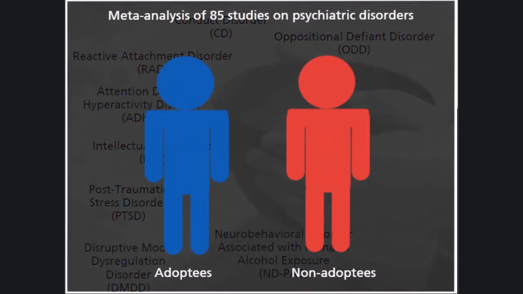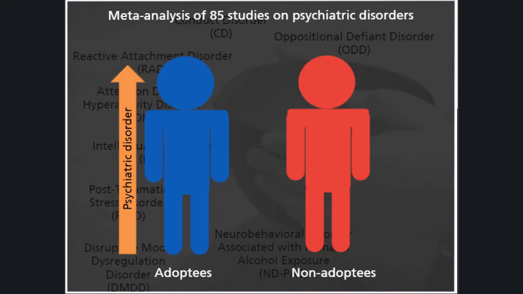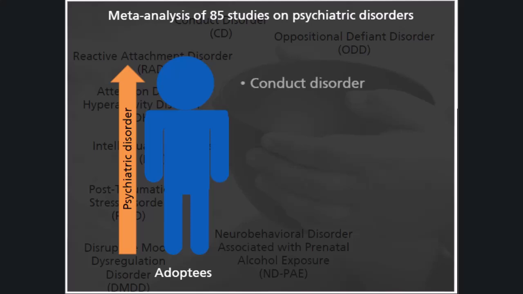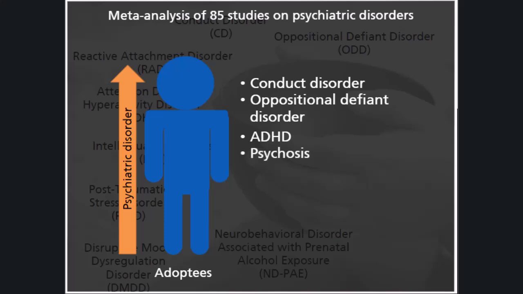A meta-analysis of 85 studies on psychiatric disorders in adoptees and non-adoptees found that the risk of being diagnosed with a psychiatric disorder is significantly higher for adoptees. This elevated risk is greatest for conduct disorder and oppositional defiant disorder. Two other diagnoses that have risk ratios above 2.5 among adoptees are ADHD and psychoses.